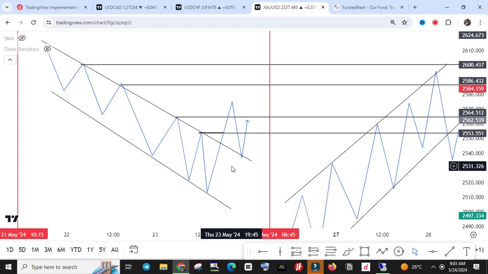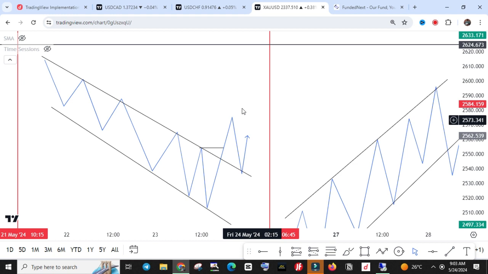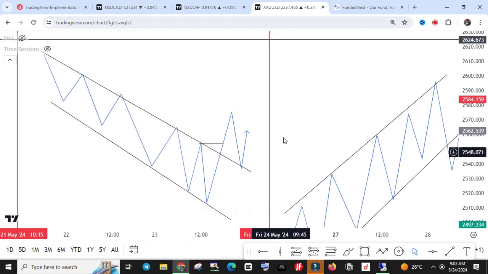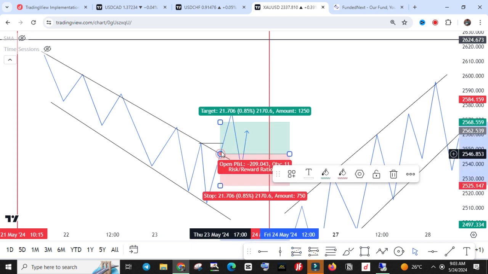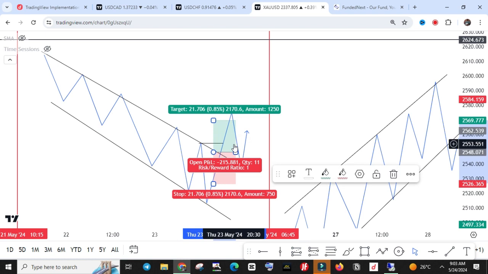What people do most of the time is simply wait for the price to break a trend line, which is something like this. Once the price breaks this trend line, like what happened here, they will jump in to buy and say, okay, the price has cleared the trend line, I'm going to be buying. That's the wrong way of trading breakouts. If you trade this way, you are going to be hitting a lot of stop losses.